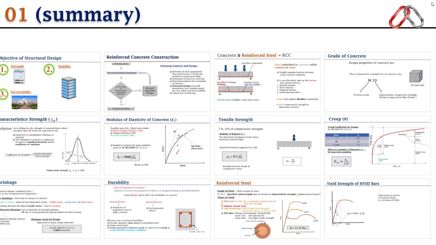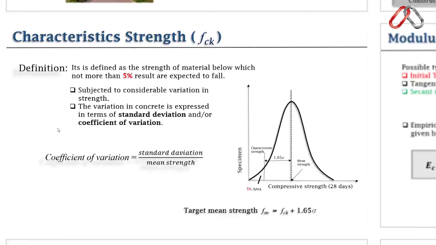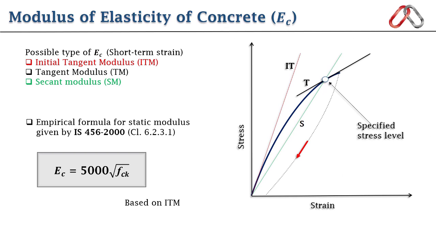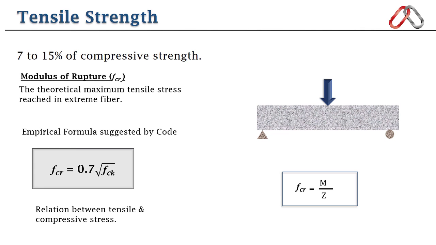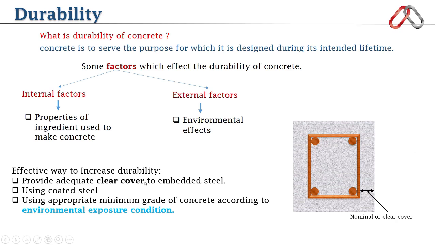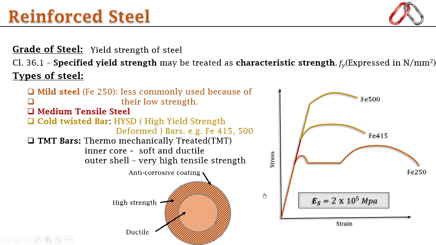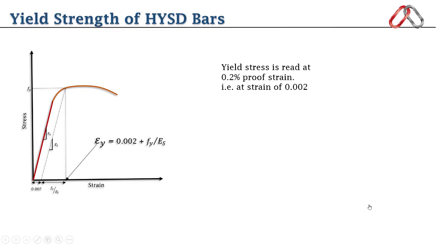And after that you have learned the basic properties of concrete like grade of concrete, their characteristic strength, modulus of elasticity, where you learned the new formula Ec is equal to 5000 under root Fck. Then tensile strength, another formula, the modulus of rupture fcr is equal to 0.7 under root Fck. Then creep and shrinkage and durability. And at last, I have explained to you about steel, its size, types, and how to find the yield strength of HYSD bars.